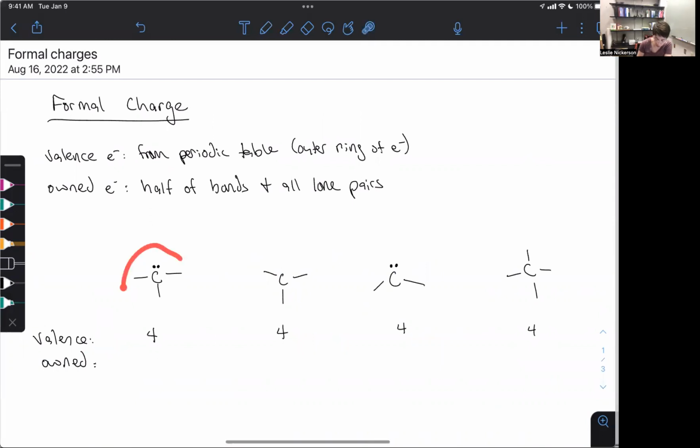And then we said that we had 5 owned, because we've got 1, 2, 3, 4, 5. Basically, you're just going to be counting 1 for each bond, and if you have a double bond, you'd count 1, 2 if it was double over here, for instance. So for owned, that's 1, 2, 3, 4, 5.